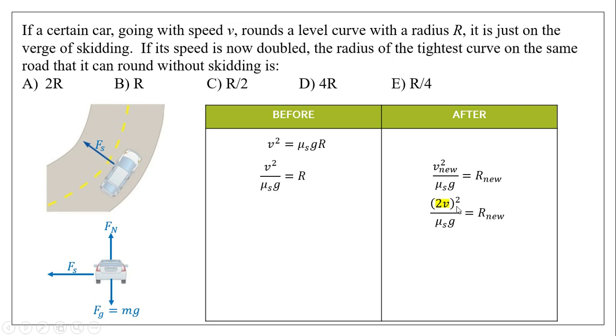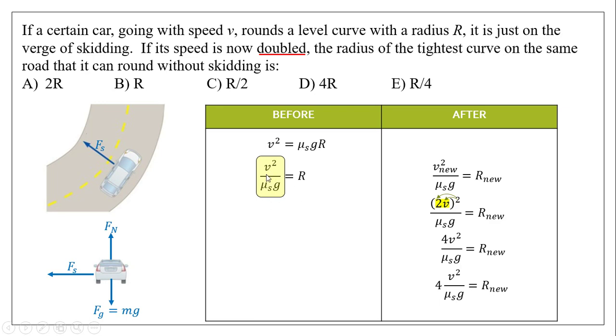Now, because you put it inside parentheses, you're going to have to distribute. 2 squared is going to be 4, and then v squared is v squared, so I want to just go ahead and carry that down. Again, the 4 comes from 2 squared, and then v squared is that. And then hopefully you've seen my other videos where I like to pull out the coefficient in front. So here we have 4 v squared divided by mu s times g. The only difference between this and the statement up here is this 4. So you can keep the 4 in the numerator, but I just like to pull it out so I can do this little trick.